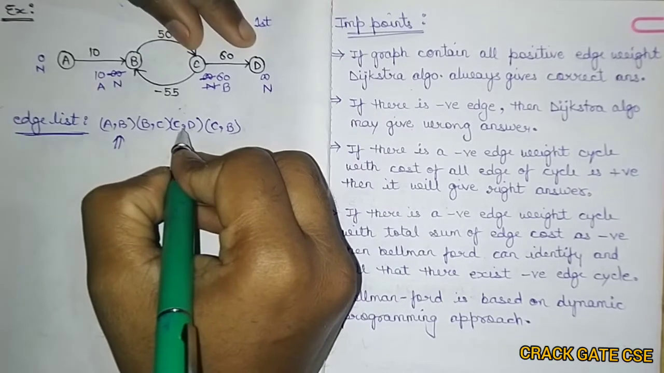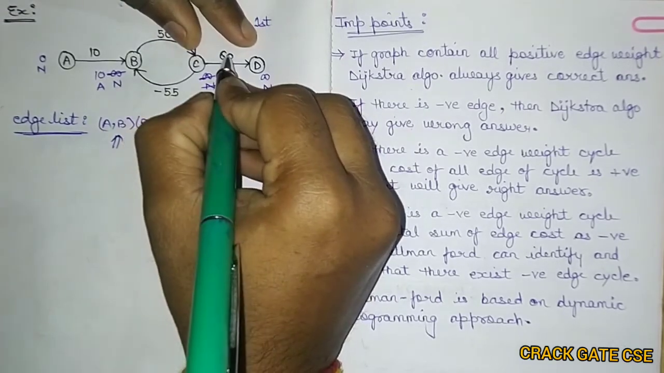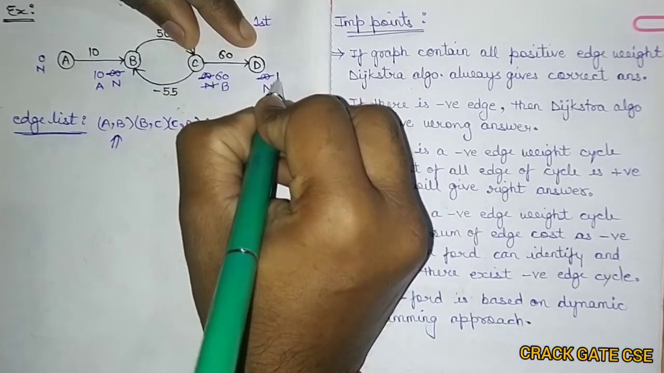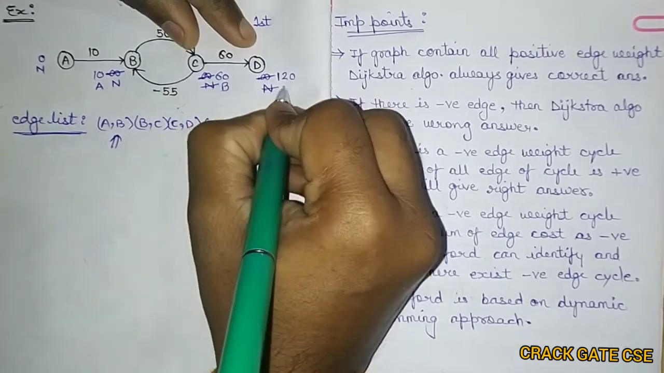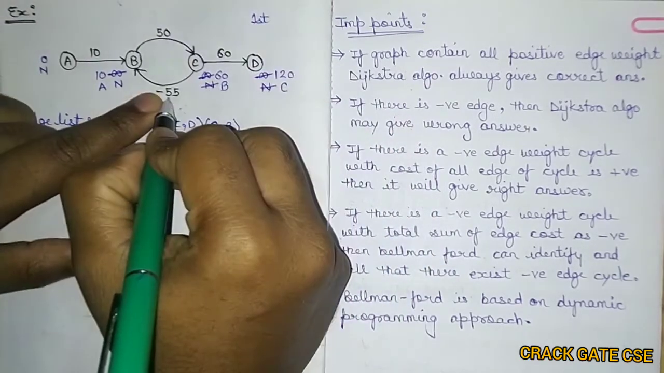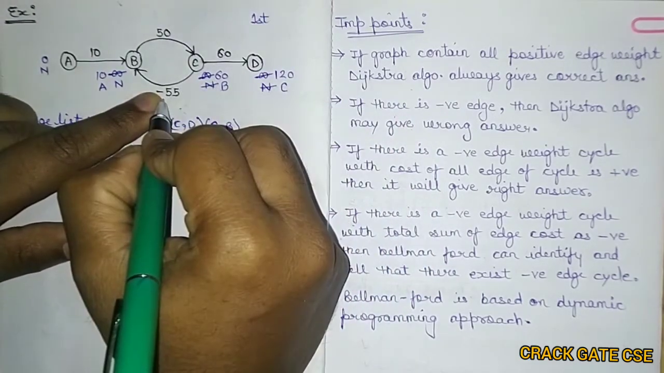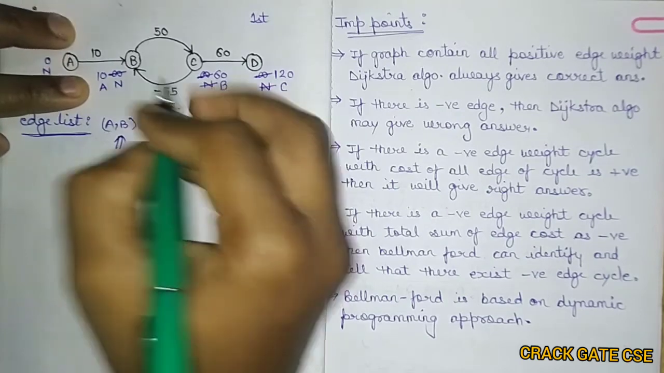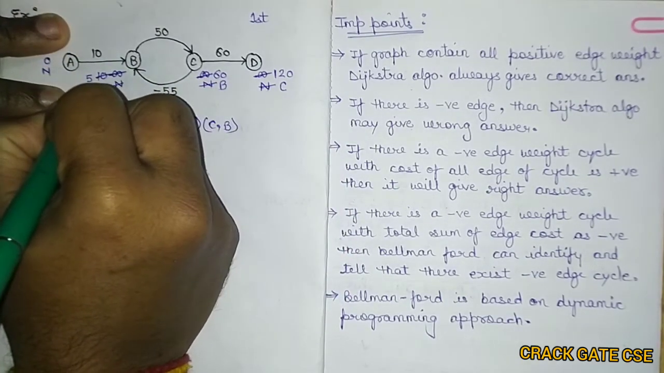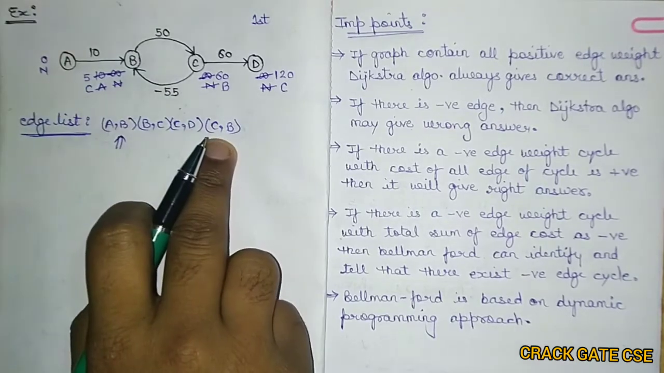Similarly C to D, this edge. This is 60, so 60 plus 60, 120, which is less than infinite. So I'm updating it as 120 via C. Now C to B, this is 60 minus 55, which is 5. This is 10, so I can update it as 5 via C. So the first iteration is completed.